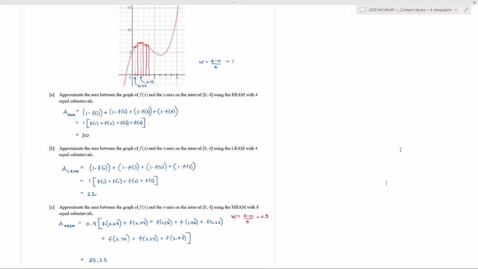Any questions on A, B, or C here for this example?